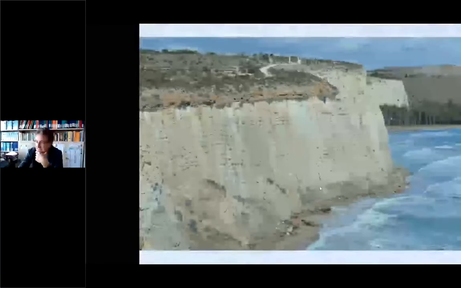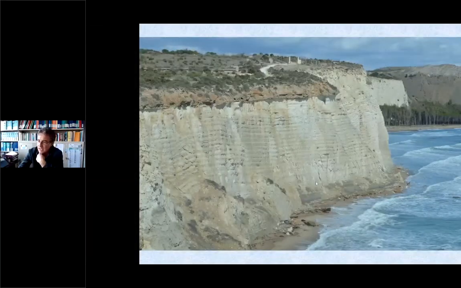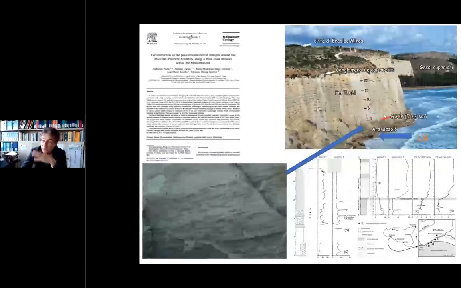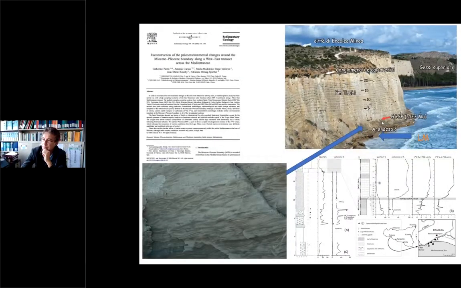Here you can see the Arenazzolo sandstone and the beautiful cyclicity in the Trubi Formation. This part corresponds to the interval where Maria Bianca Cita and Zachariasse described abundant specimens of Sphaeroidinellopsis. Here we can see very well the boundary between Arenazzolo and the Trubi, and this number corresponds to the same number proposed by the Utrecht team.